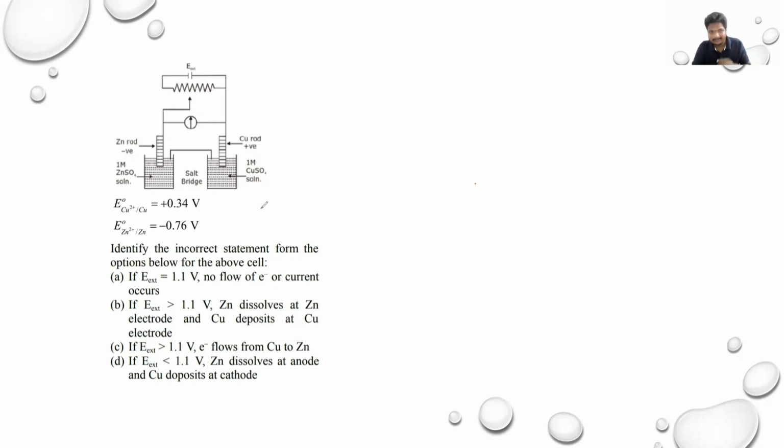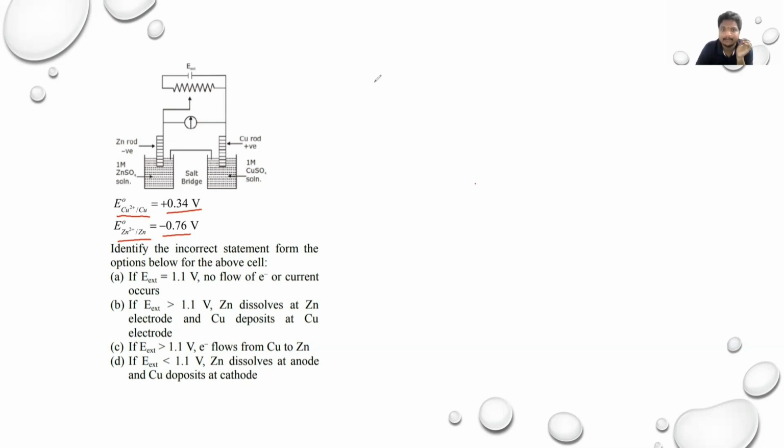So now this is our question. In this one, the standard electrode potential of copper plus 2 to copper is given as 0.34 volts, and the standard electrode potential of Zn plus 2 to Zn is minus 0.76 volts. Here they have given the reduction potentials of copper and zinc. The standard reduction potential of copper is 0.34 volts, and that of zinc is minus 0.76 volts. So let us calculate the EMF, the standard electrode potential, for this cell.